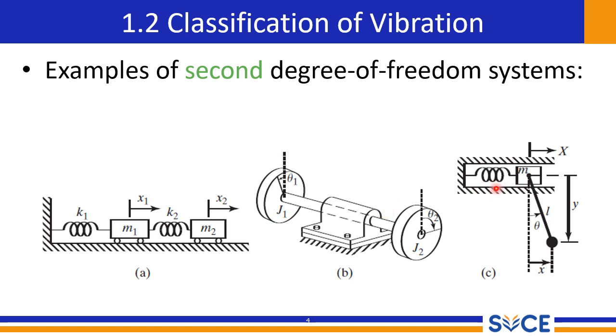2 mass damper system. This system consists of 2 masses M1, M2 connected by dampers and springs. Displacement of each mass is described by x1 and x2. Dampers provide energy dissipation, reducing the amplitude of vibration over time. So in this system, once again we need to describe the system using 2 degrees of freedom, that is x1 of this mass and x2 of this mass.